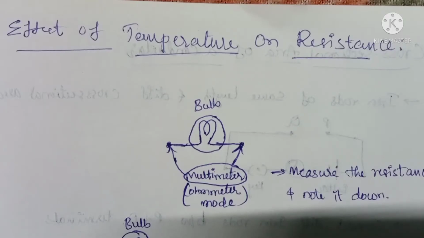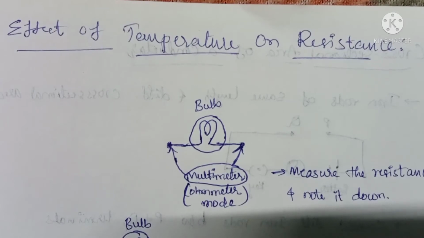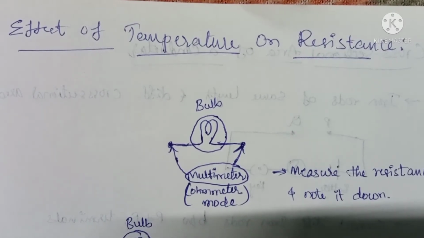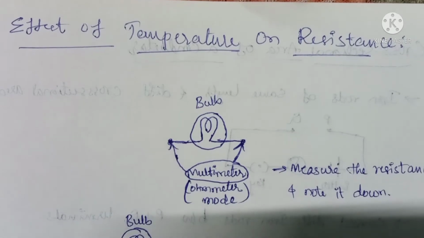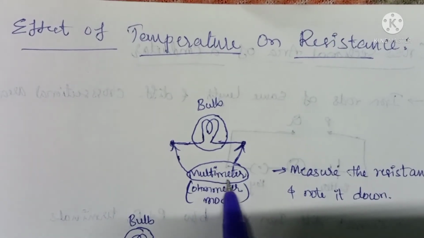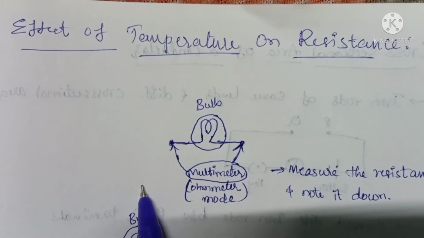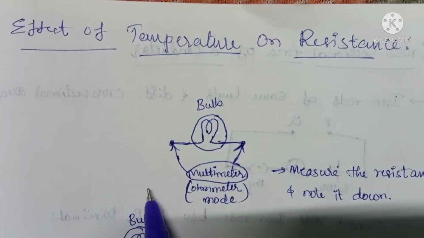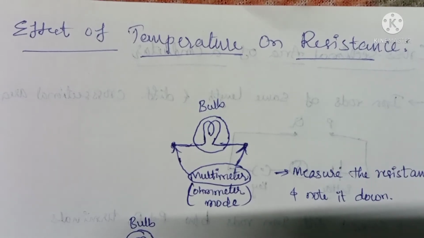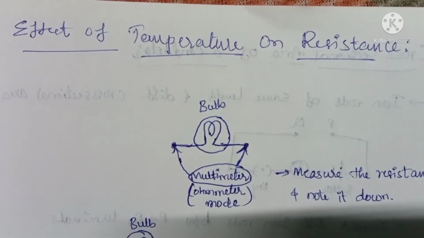Next, effect of temperature on resistance. For that you need a bulb and a multimeter. A multimeter is used to measure resistance, current and voltage. A multimeter can act as a voltmeter to measure voltage, an ammeter to measure current and an ohmmeter to measure resistance. That is why it is called a multimeter.